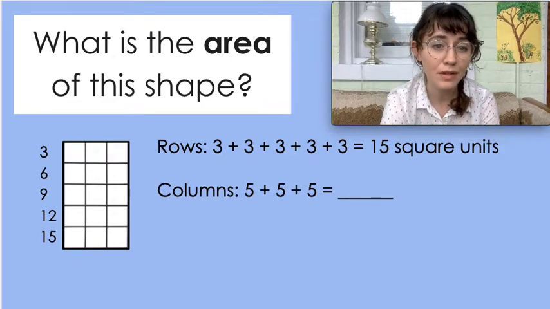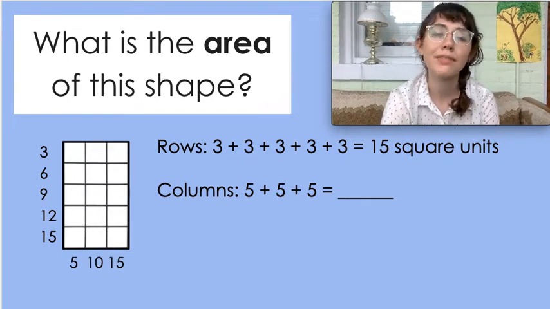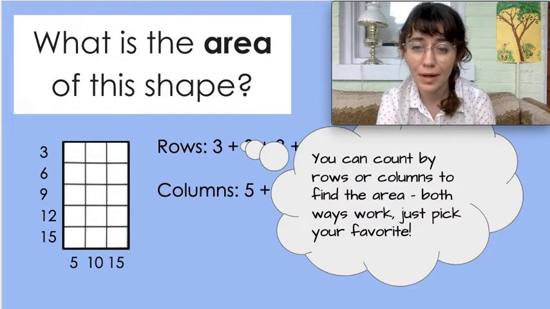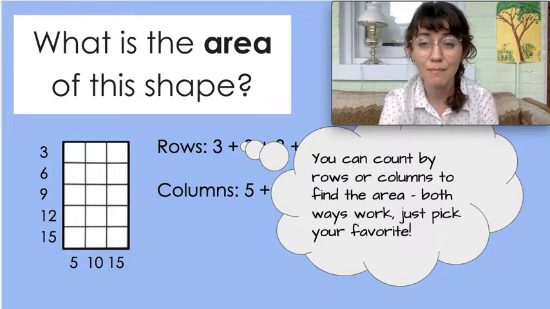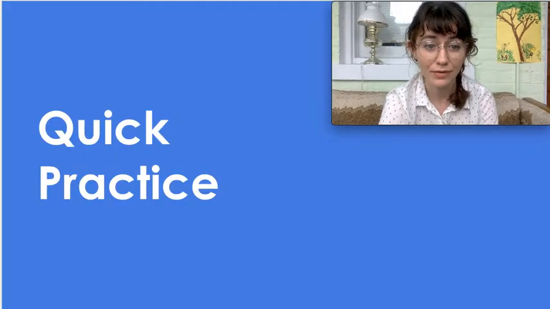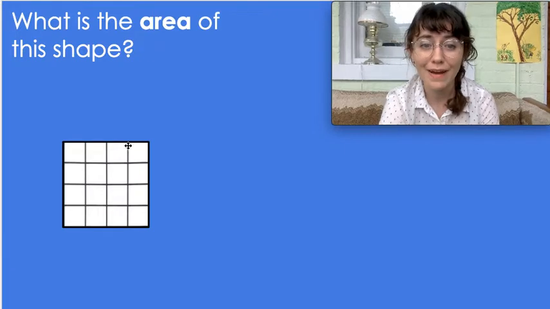Or I could do columns. And I've got columns of 5. So I could count by 5s. 5, 10, 15. You can count by columns or rows to find the area. Both ways work. You can really just pick your favorite. It's up to you. So now let's do some practice, and you guys get to choose how you find the area. So what's the area of this shape? Remember, we want to find out how many square units are inside of that shape.